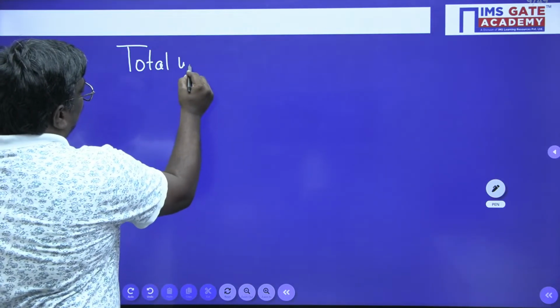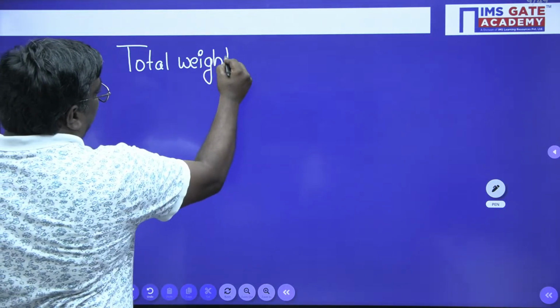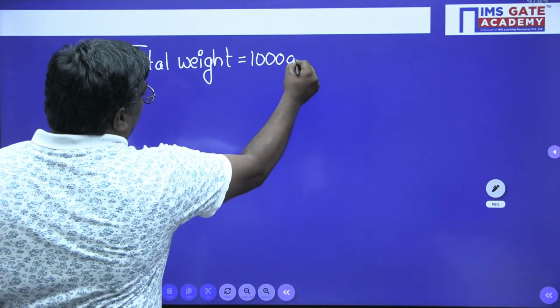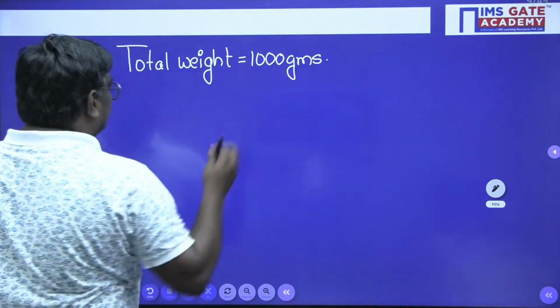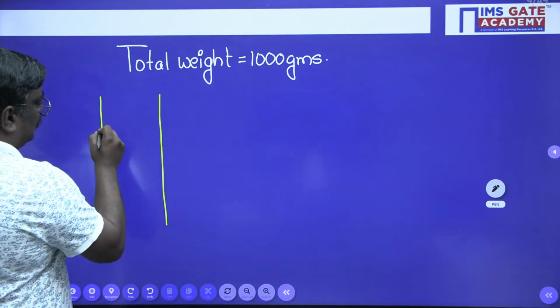Total weight is 1000 grams. What is the question? They have given total weight as 1000 grams. Now see students, I will draw a sieve here. I am drawing a sieve.